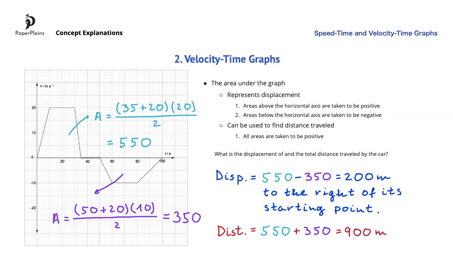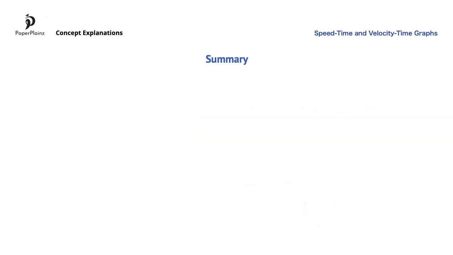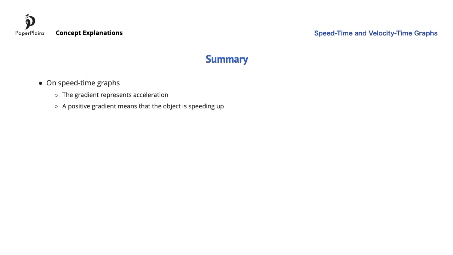Let's summarize what we have learned in this video. We have seen that on speed-time graphs, the gradient represents acceleration, and that a positive gradient means that the object is speeding up, and a negative gradient means that the object is slowing down, and we discussed that the area under the graph represents distance traveled.